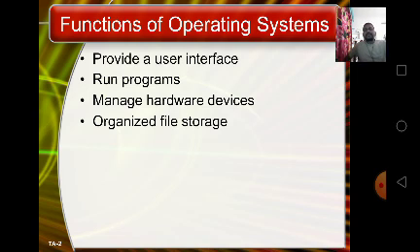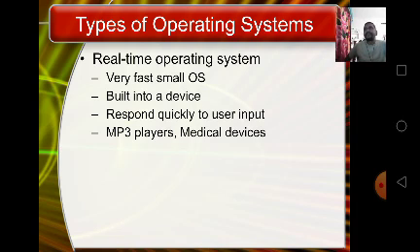We discuss first the types of operating systems. Operating systems can be organized into 4 major types: number 1, real time; number 2, single user single tasking; number 3, single user multitasking; and number 4, multi user multitasking. These are the different types of operating systems. We will discuss them one by one in the next slides.